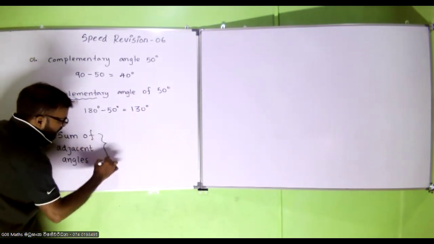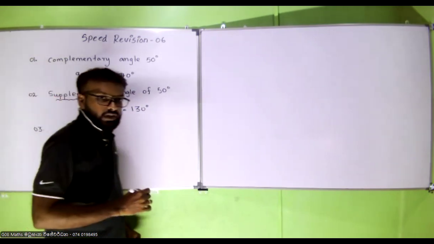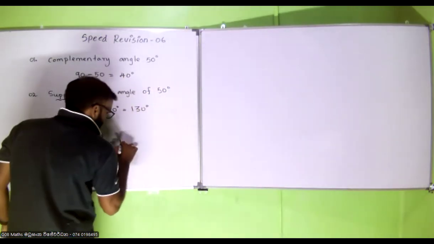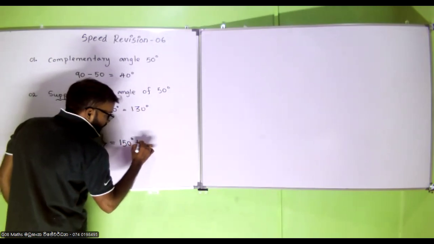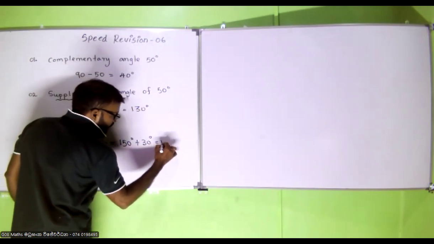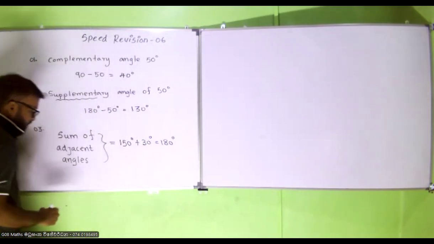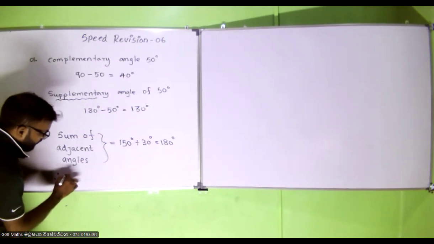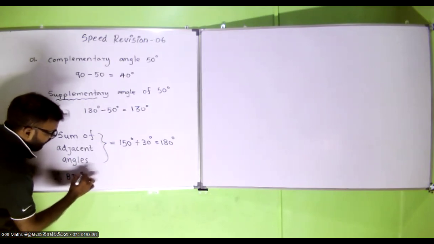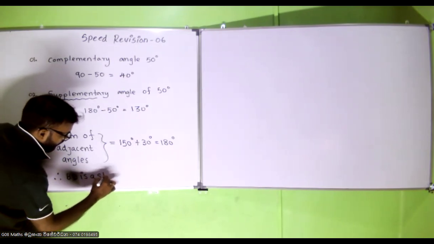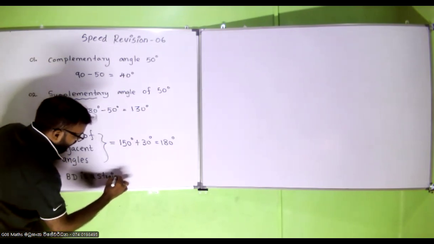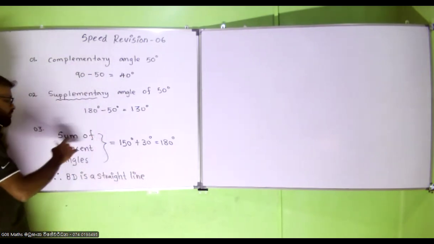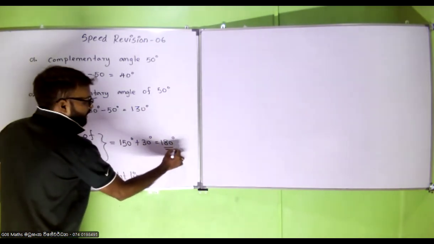What is the sum of adjacent angles? So we have 150 plus 30. This is equal to 180. So we can say, therefore, BD is a straight line, because the sum of the adjacent angles is equal to 180 degrees.